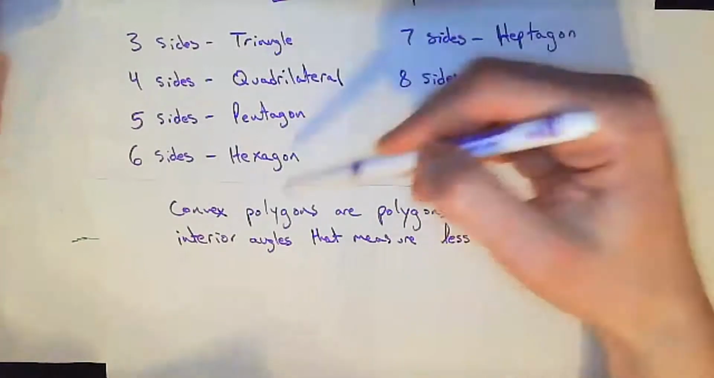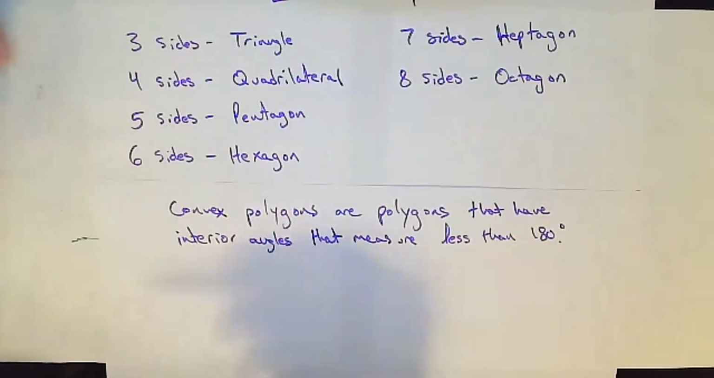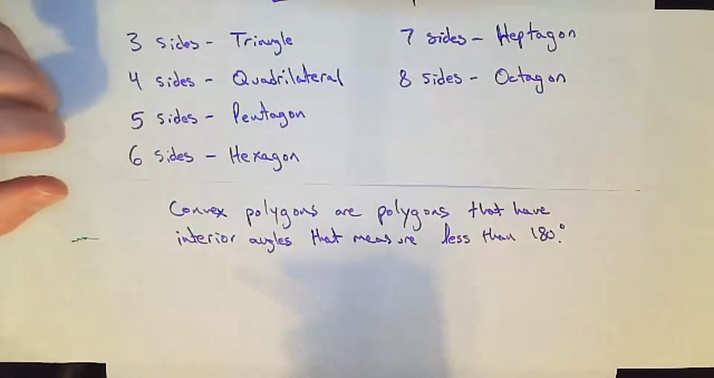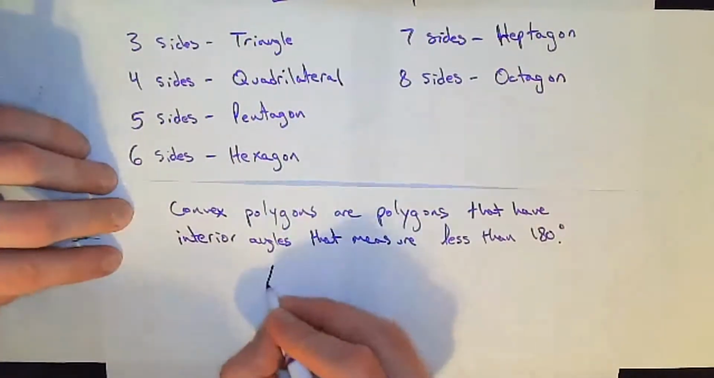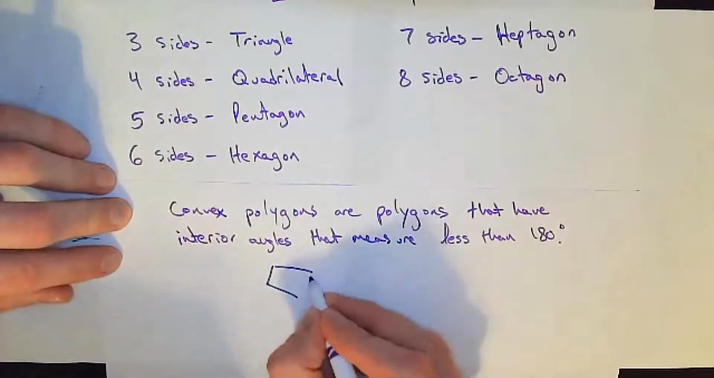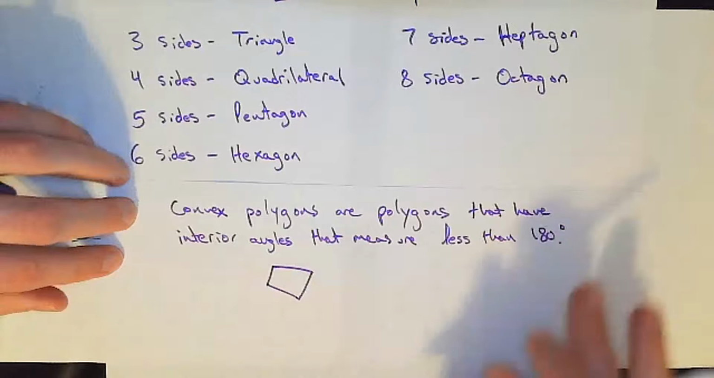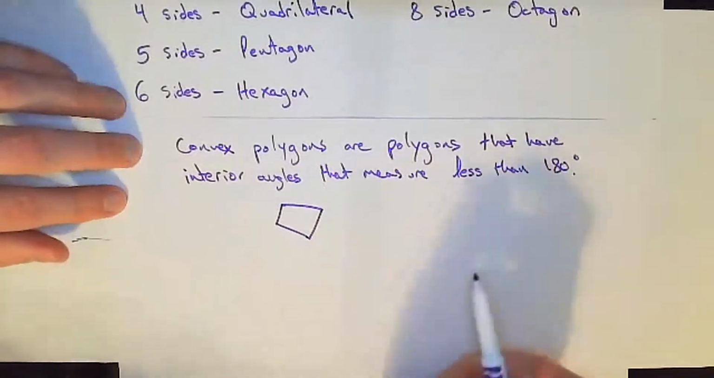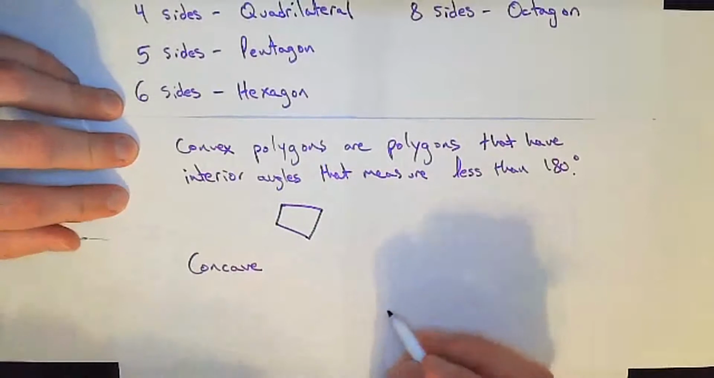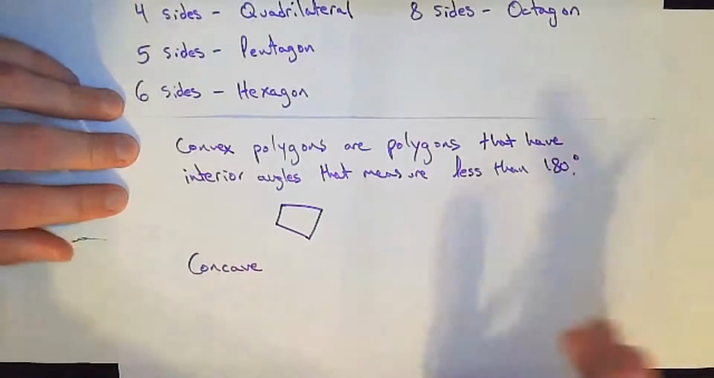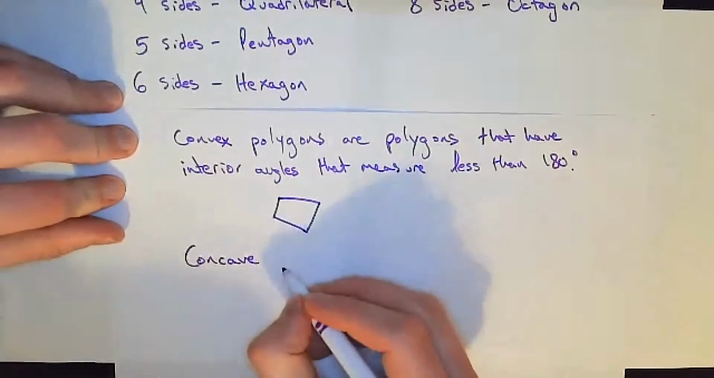That means all of these shapes that I listed here are convex polygons. Convex means that it's not concave. Convex means the sides point out. So here's some convex quadrilateral. You still might be wondering, what does that really mean? It's easiest to picture when you contrast it with the definition of concave.